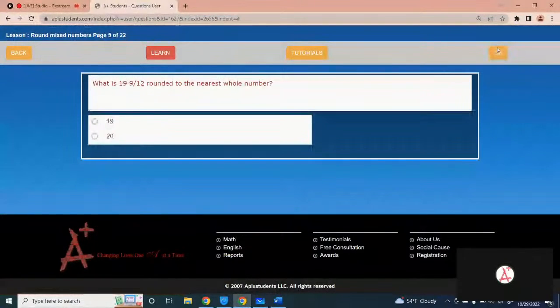Okay, the next one is, what is 19 whole 9 by 12 rounded to the nearest whole number? So 9 by 12 is greater than 1 by 2. Got it? That means you have to round up. 19 whole 9 by 12 is rounded off to 20. Just select the correct option and then click on the OK button.